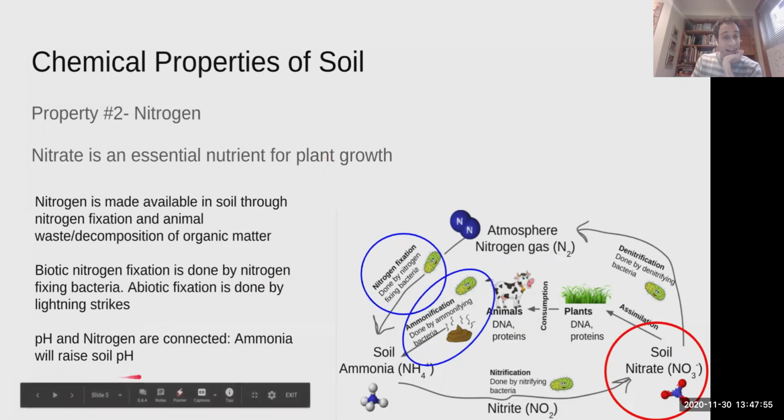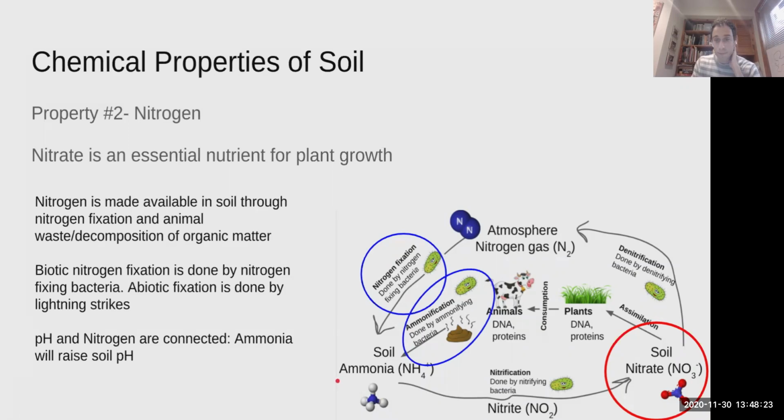And pH and ammonia are connected. Ammonia raises the pH. Ammonia sort of behaves like alkali metals. If you remember ionic bonds in chemistry, ammonia is a compound that basically behaves like a metal. It's a cation, and that raises the soil pH. So places where there's a lot of ammonia can have a basic pH, above neutral, above 7.